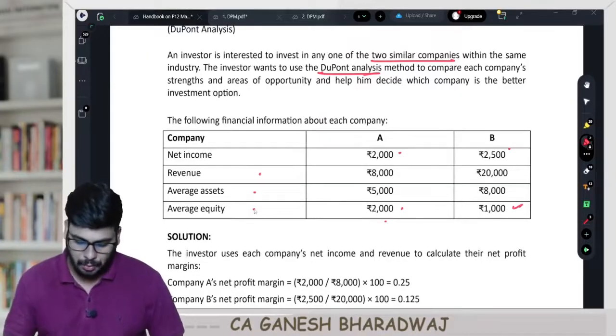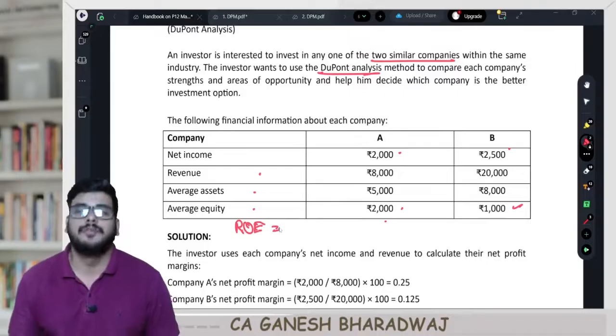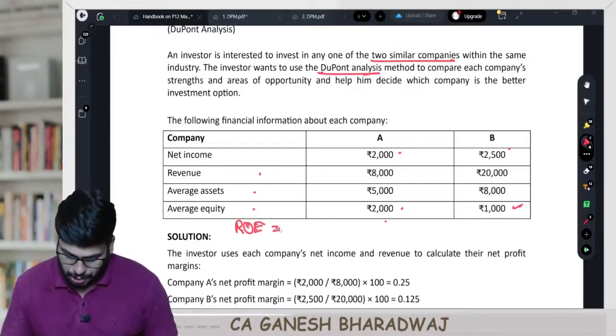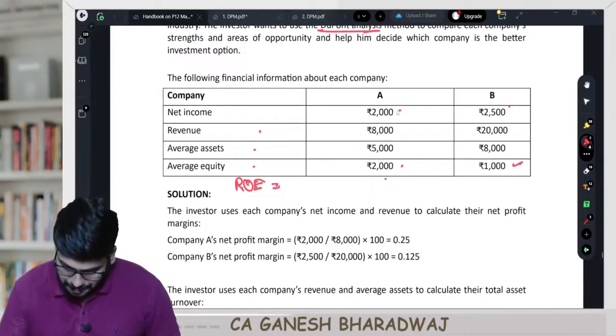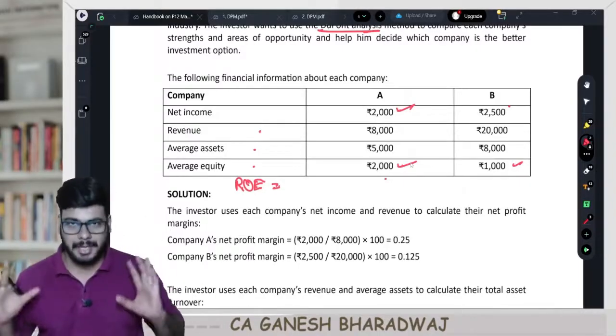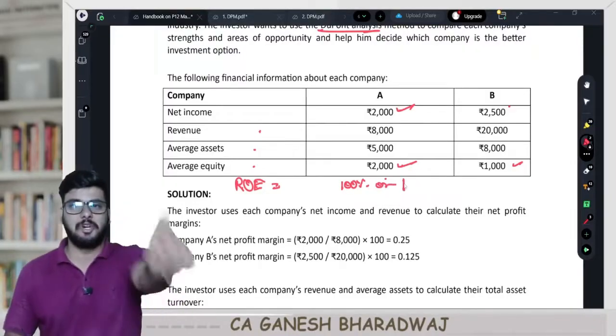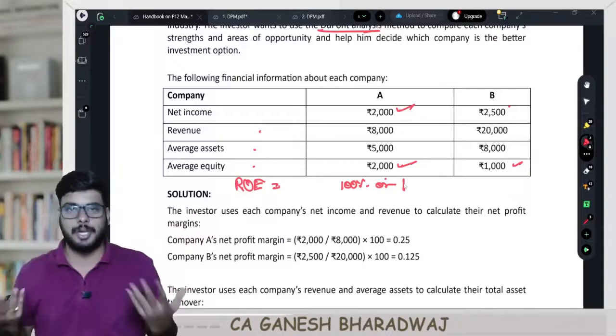So now, guys, what do you have here? Let's calculate the return on equity directly. Return on equity for company A, how much is it? The return on equity is going to be 2000 divided by 2000, the net income divided by the equity. It's going to be 100%, correct? Or I will call it 1. That is, for every 1 rupee I invested, I will get a return of 1 rupee. This is the meaning of that.